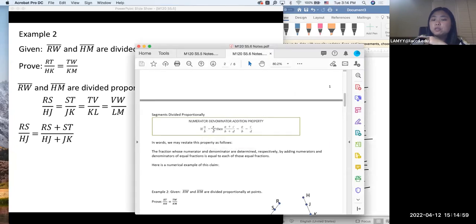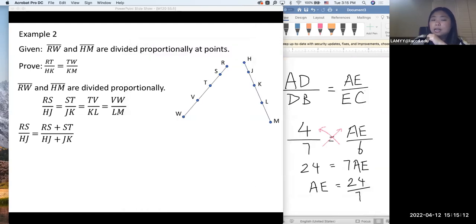One more time, this is from the numerator denominator addition property. When A over B equals C over D, you can say A plus C over B plus D equals A over B. This is from the second part here. Then using the line segment addition, RS plus ST equals RT, and HJ plus JK equals HK. So we got the first part, RT over HK.